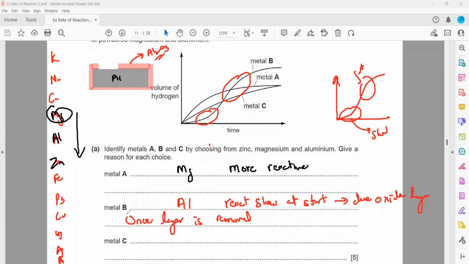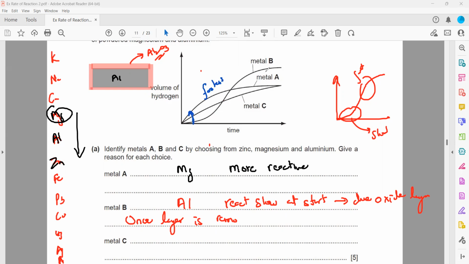Why did we not select metal B as magnesium? Because for the steeper one, we don't check the final amounts. What we check is the initial slope. So when you check the initial slope of these metals, which is the fastest? A is the fastest because A has the maximum initial angle.